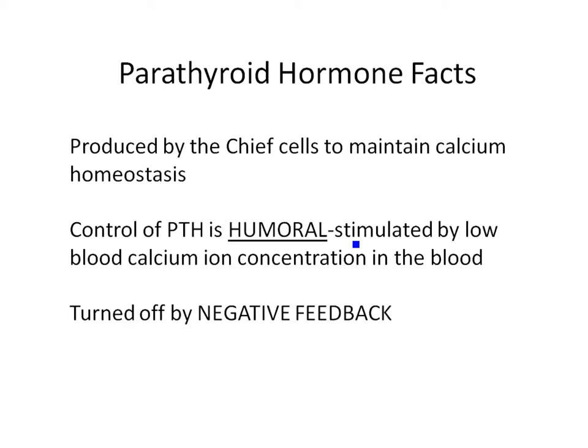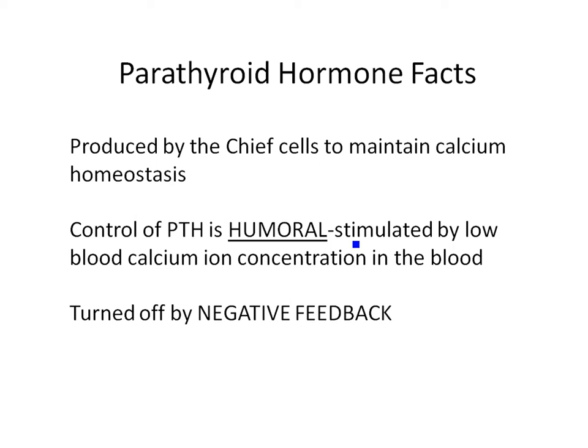All right, well, let's look at some facts about the parathyroid hormone. First of all, we said that it's produced by the chief cells, and the whole point of it is to maintain calcium ion levels in the blood. Now, you need calcium to be controlled and kept at this homeostatic level because calcium is important for muscle contractions. It's important for transmitting nervous impulses. It's also important for blood clotting. Remember, a lot of those clotting factors need calcium as a cofactor.